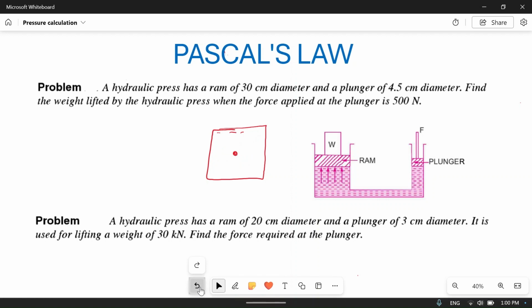Or you can also see from here that if this is a plunger and this is a ram and this fluid is connected, so if there is P1 pressure below this plunger and there is pressure P2, then from the Pascal law, pressure P1 will be transmitted through the liquid, and P1 and P2 will be the same if these two are at the same height. So P1 will be equal to P2. Now let's solve the problem.